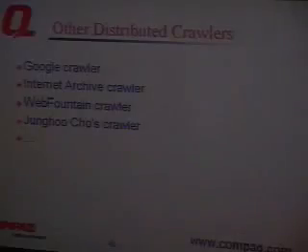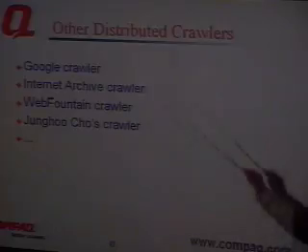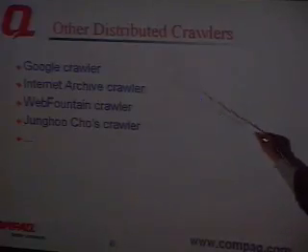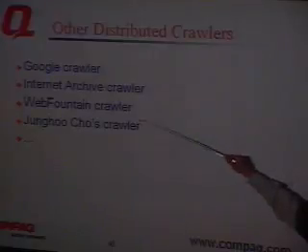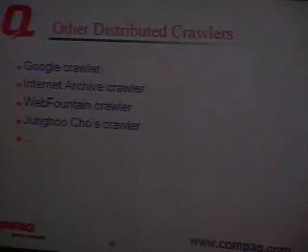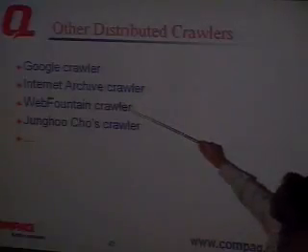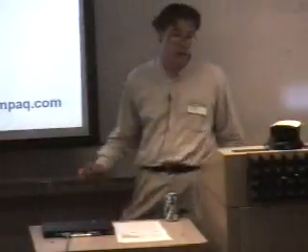And this is not the only distributed crawler. The most well-known ones are the Google crawler, the Internet Archive crawler, the WebFountain crawler, and then a new crawler coming out of Stanford by Junghoo Cho. Our system is extremely similar to the WebFountain crawler, but predates it by a couple of days. Also, WebFountain is written in C++.